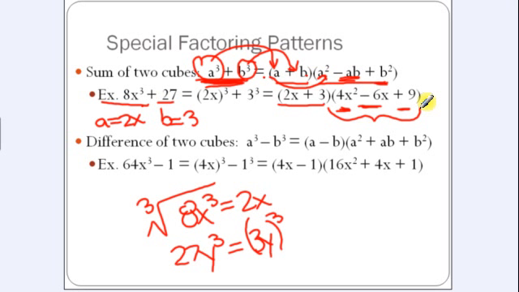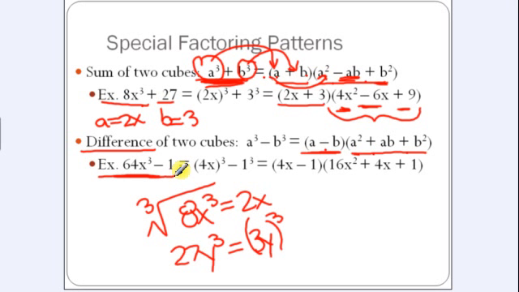The difference of two cubes then, if it's the difference, follows the same pattern, just our signs are opposite, well, almost opposite. Instead of a plus b, we end up with a minus b. And then we have a squared plus ab plus b squared. So notice this pattern goes minus, plus, plus, versus up here it goes plus, minus, minus. Go ahead and check out this example.